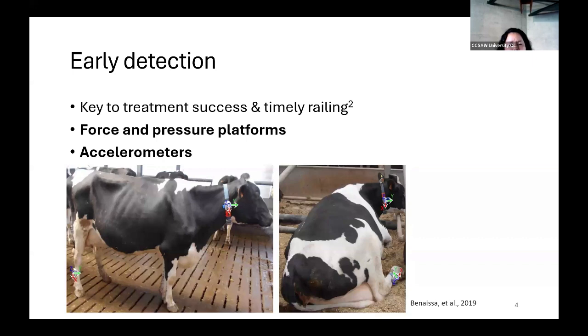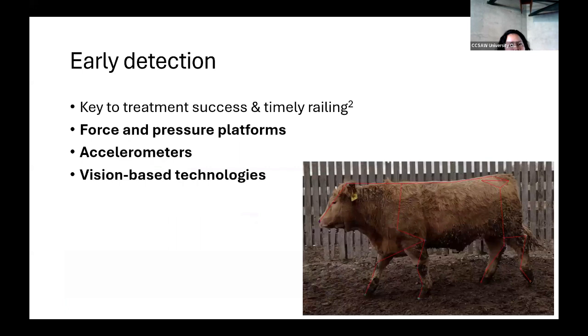Another option is the use of accelerometers, like the one that you see here on this cow, on the leg. They are wearable sensors, like Fitbits for cows, and they measure gait variables. They're mainly used in dairy animals, and they require at least 2 sensors per animal to accurately measure useful gait metrics. So again, probably not feasible in beef production. Another option is the use of vision-based technologies.